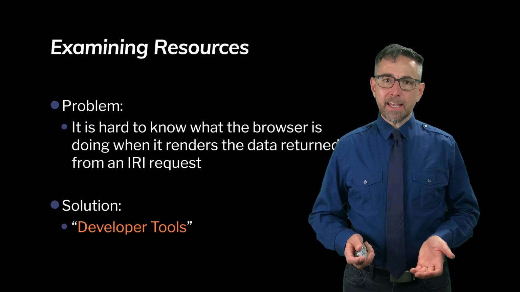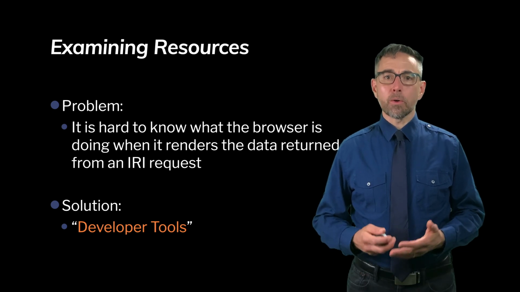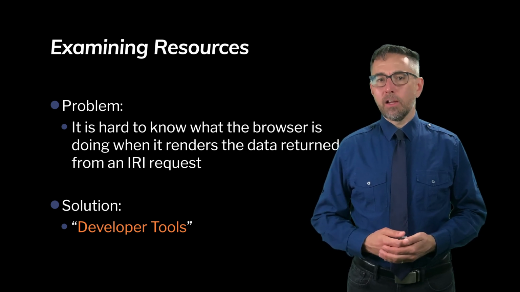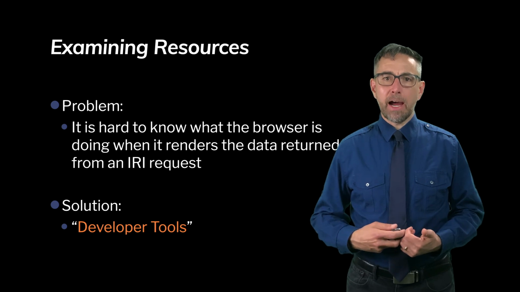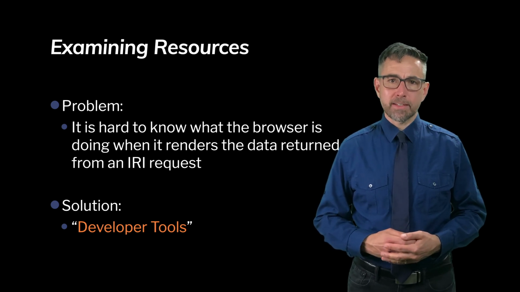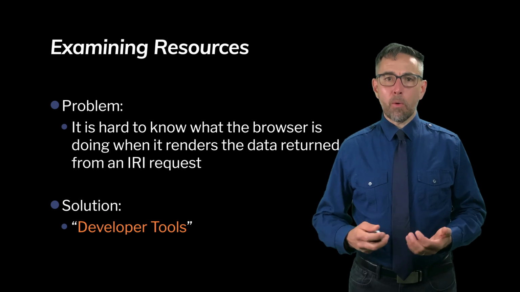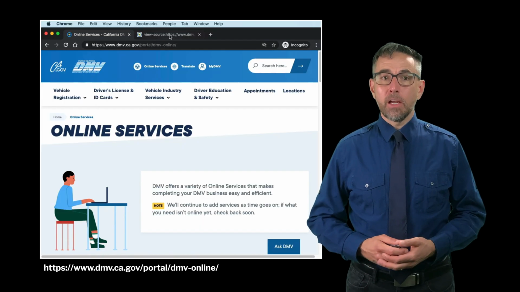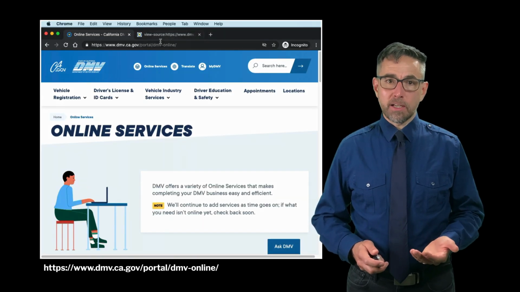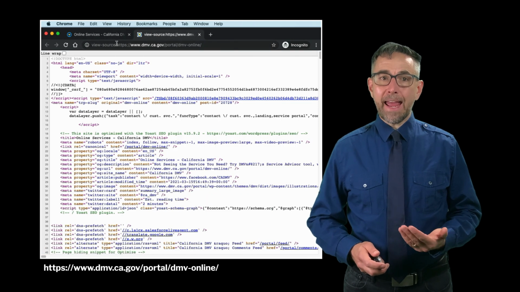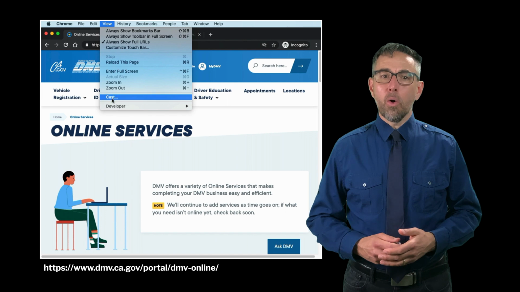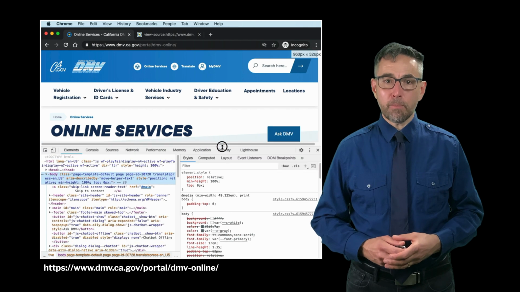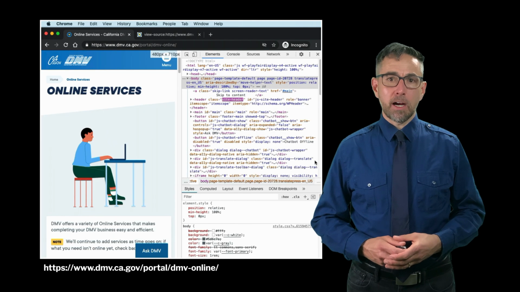A second thing that's difficult to view when you are working with a client-server architecture, it's hard to know what the browser is doing when it renders the data that is returned from an IRI or internationalized URL request. So to get a lot more information about what the browser is doing, you can look at the developer tools that are located in Chrome. You can either do that, for example, here on the California DMV webpage, by going under View and Developer Tools, again, that's View Source, or you can right-click and choose Inspect. Either one will open up a page of information about the inner workings of the browser.